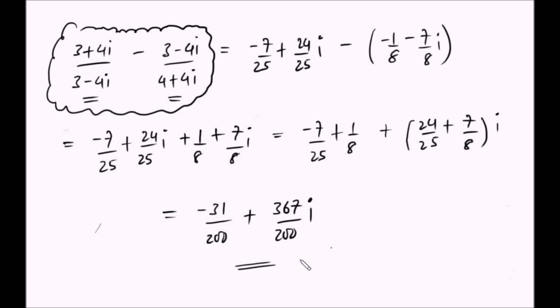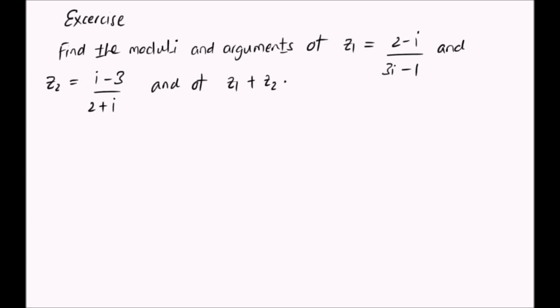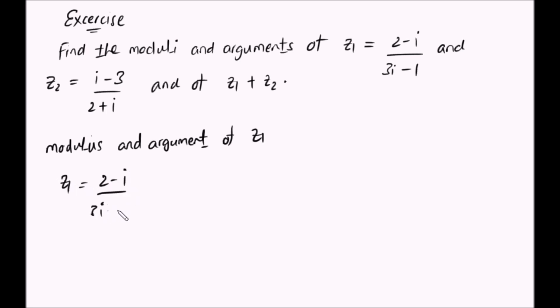Let us see example 3. So example 3, I've written here exercise. I should say example because I am the one who is solving this. It says find the modulus and the argument of z1, which is 2 minus i over 3i minus 1, and z2, which is i minus 3 over 2 plus i, and z1 plus z2. So let's first find the modulus and argument of z1. So z1 is 2 minus i over 3i minus 1.